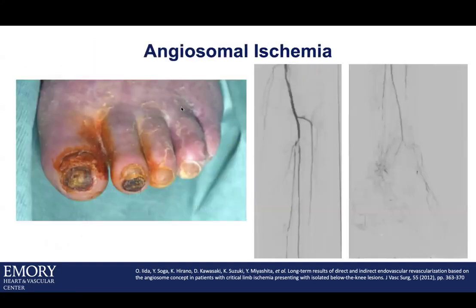This is an example of angiosomal ischemia. This patient has tissue loss to the tips of the first and second toes of the foot. And as you see here, he has 3 vessel disease. The posterior tibial is occluded completely and does not reconstitute in the foot. And the peroneal has also ostial disease. It has stenosis here. And the anterior tibial has multiple occlusions and then reconstitutes slightly here.